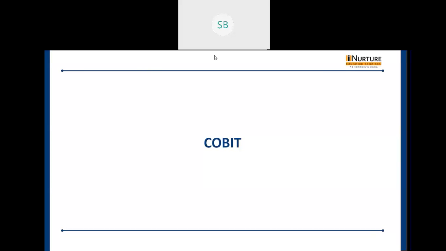ISACA is an independent organization of IT governance professionals. What started as a framework to reduce IT-related risk in an organization has now evolved into a full-fledged IT enterprise governance framework. The latest COBIT version is COBIT version 5, which we'll be studying now.